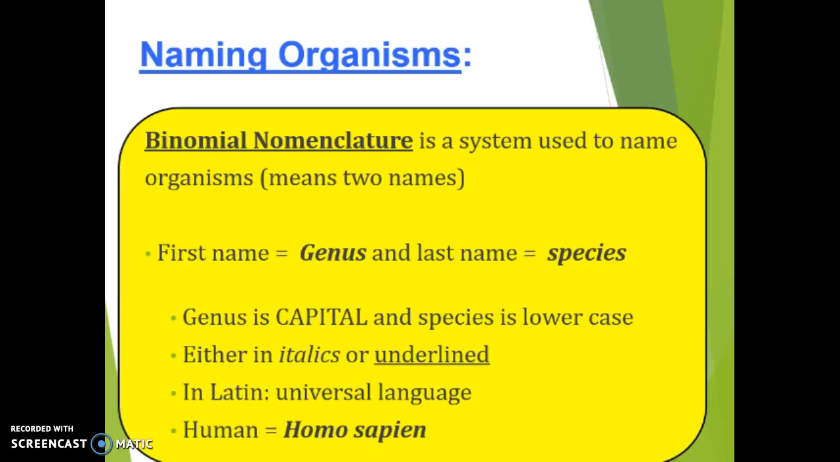Alright, when we come into naming organisms, this system is called binomial nomenclature, which means it's giving it two names. It's a first name and a last name. The first name is the genus, and the last name is the species. The genus is always capitalized, and the species is in all lowercase letters. Okay, remember that part. That's probably going to be a test question. So you can have italics or underlined. And we'll see a couple examples of these in a little bit. Definitely take notes on this page.